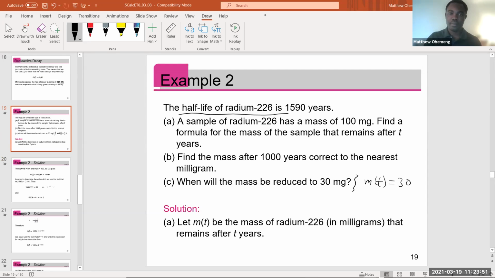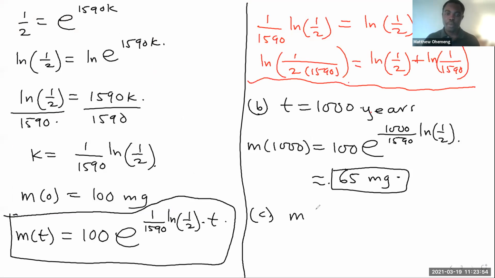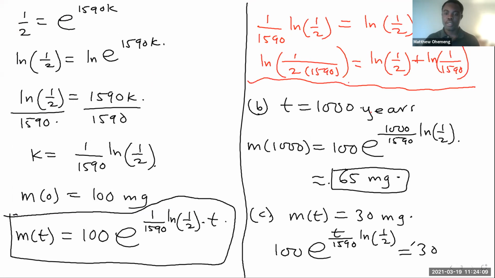So let's do that. We know M of t at some time is 30 milligrams, and we have a formula for M of t. So it's just 100 e to the, I can just put a t here to simplify things a bit, and then ln of 1 over 2 equal to 30. So that's what this means. When we set this equation, we just solve for t, right? The first thing I can do here is divide both sides by 100. So I'll get 0.3 on this side, and then the hundreds will cancel out here.